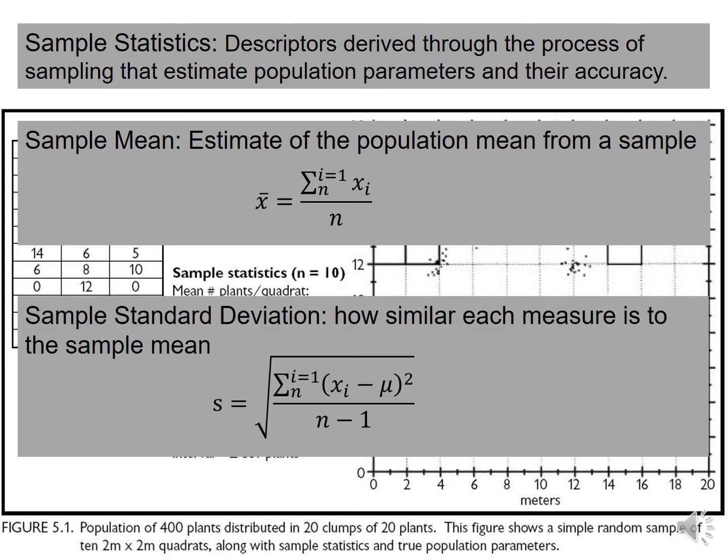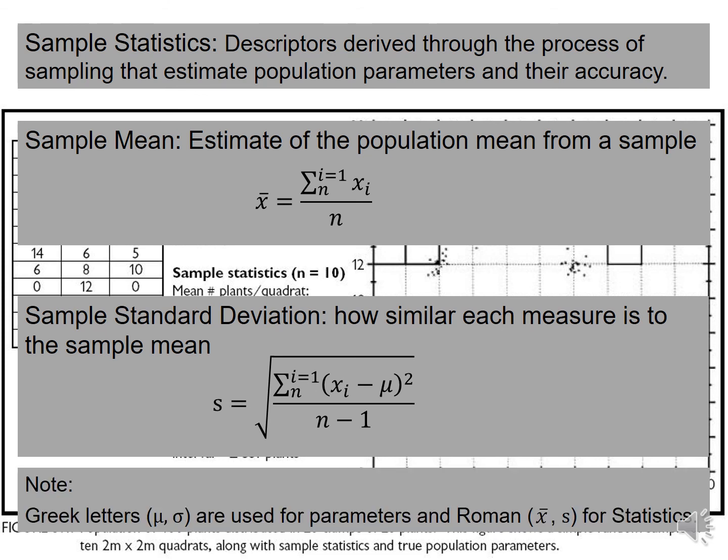The second is the sample standard deviation, where again the numerator is the same other than little n being substituted for big N, but now the denominator is little n minus 1 instead of big N. This is because we have to account for the fact that we know less about the population. An important thing to remember is that Greek letters are used when referring to population parameters, and Roman numerals are used when referring to sample statistics.